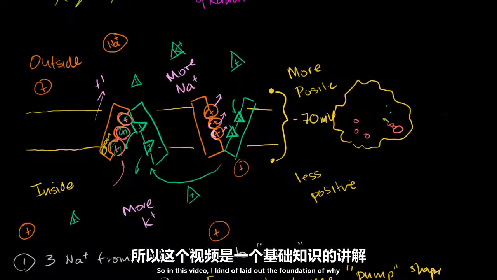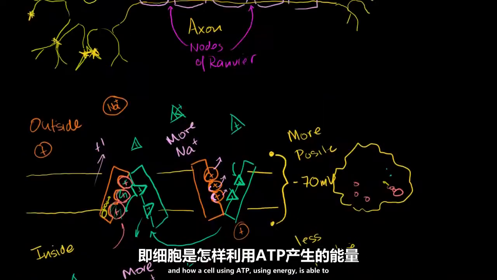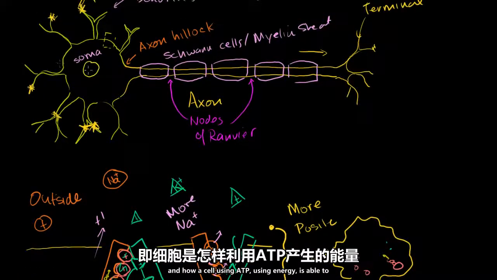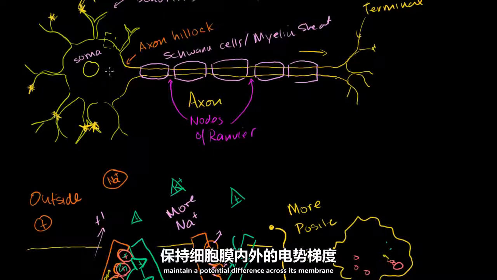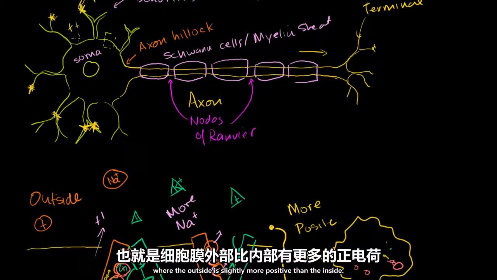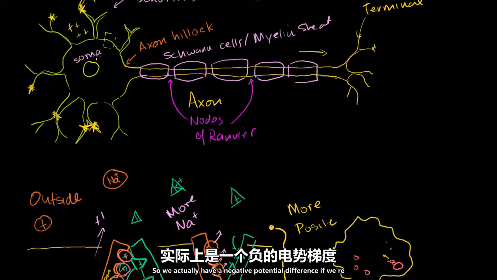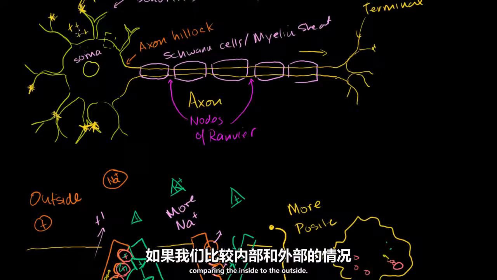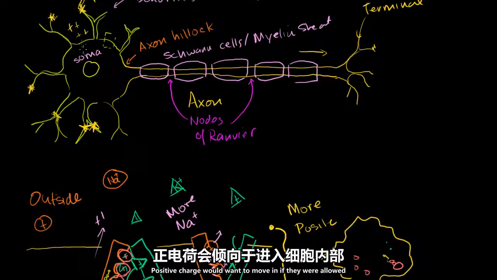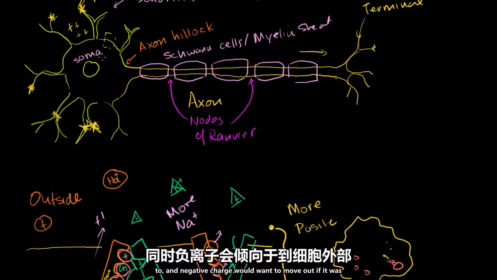So in this video, I kind of laid out the foundation of why and how a cell using ATP, using energy, is able to maintain a potential difference across its membrane where the outside is slightly more positive than the inside. So we actually have a negative potential difference if we're comparing the inside to the outside. Positive charge would want to move in if it was allowed to, and negative charge would want to move out if it was allowed to.